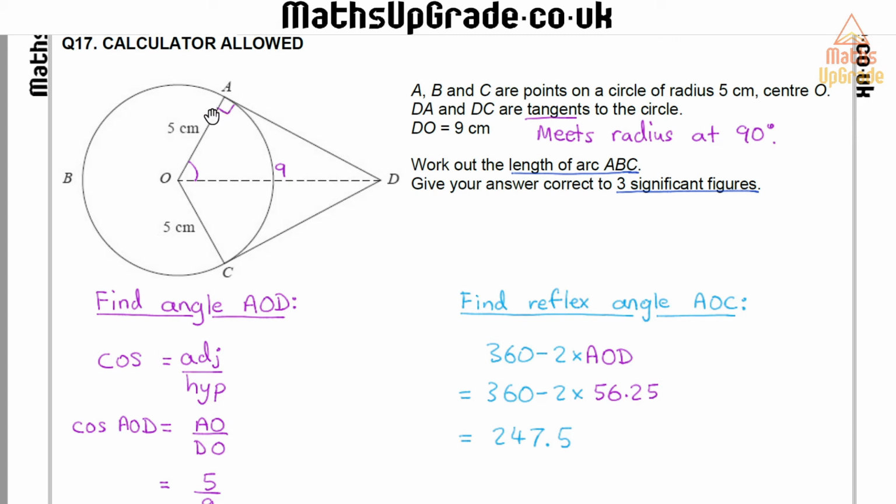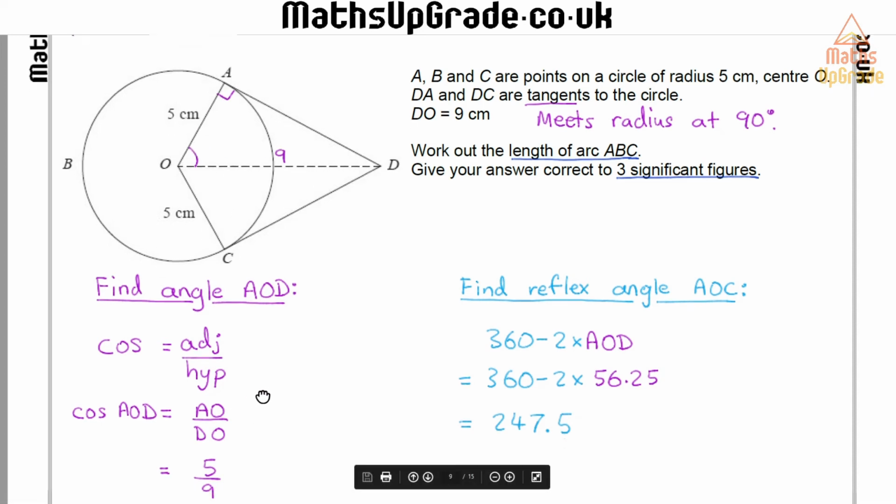So we're now given a right angle triangle. This side is 5, that side is 9. So I can now find angle AOD, which is this angle here. From the point of view of this angle, this side is adjacent and this side is the hypotenuse. Adjacent and hypotenuse are related using cosine.